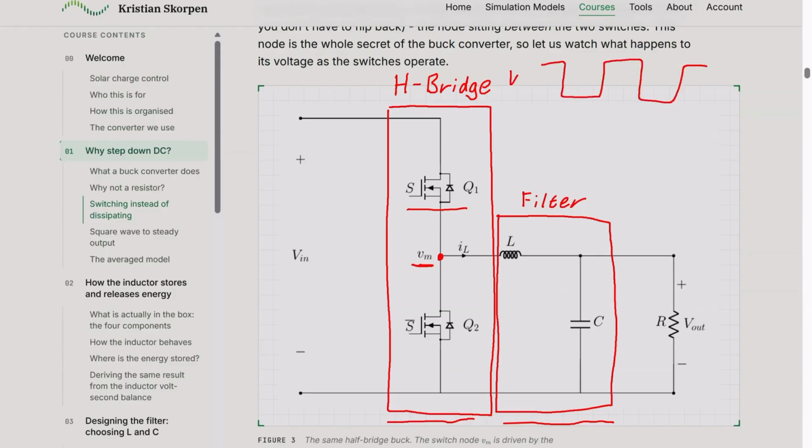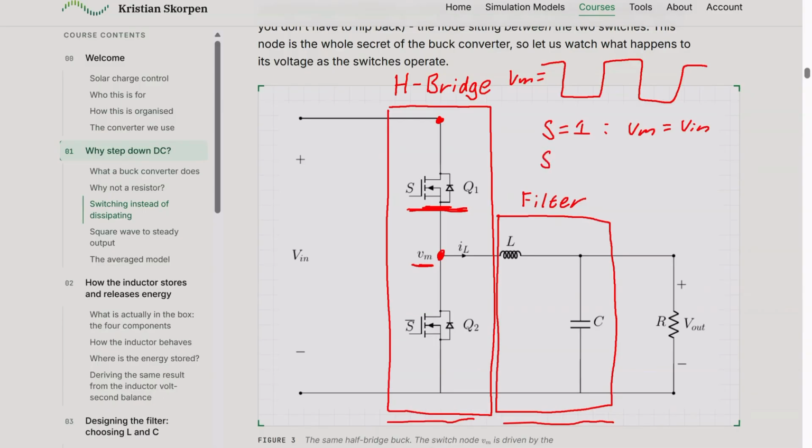That Vm is equal to a square wave. And that is because when the switch is on, let's say that the gate signal is 1, then Vm would be equal to the input voltage. The reason for that is the upper switch is on, so this would just become a wire. So this voltage becomes equal to this voltage.